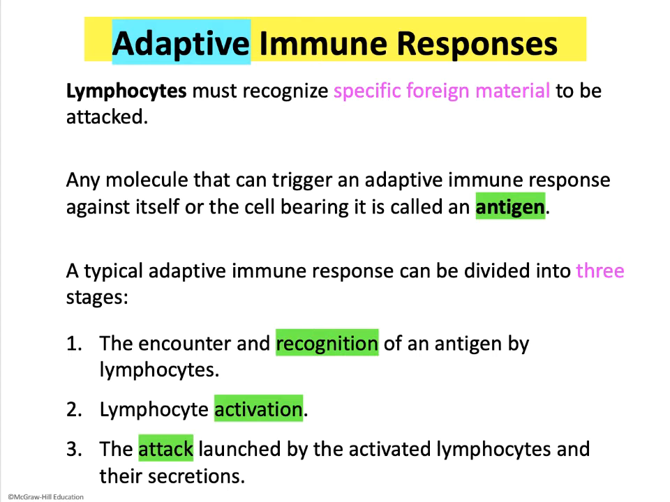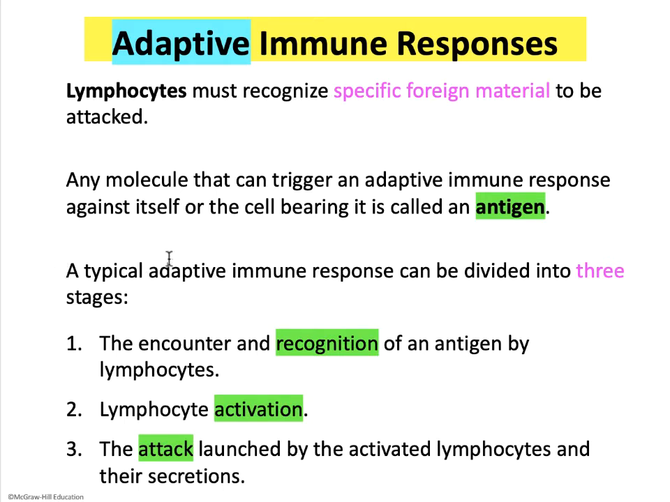The major difference between this and the former is that this is designed to attack specific foreign material. So based on a number of amino acids or a few polysaccharides, that's all it takes. Thus, any of these molecules that can trigger an adaptive immune response is called an antigen. Antigen is easy to remember because antigens bind with antibodies.